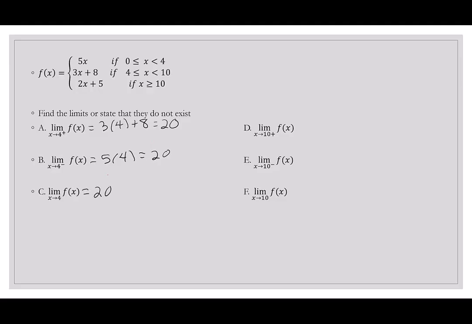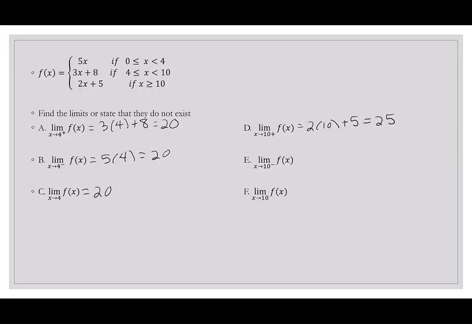Well, let's look at 10. So again, start by looking at 10 from the positive side and decide which line you are using. First line, second line, third line. Hopefully you see it's the third line, bigger than 10. So we're going to do 2 times 10 plus 5. So 2 times 10, 20 plus 5 is 25.